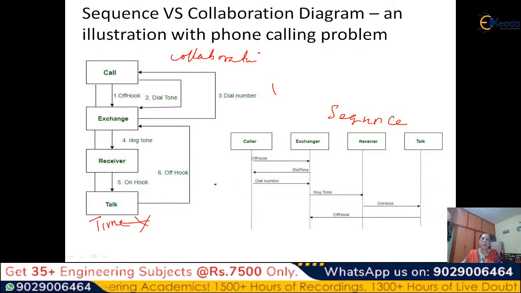The time is important and sequences depend on the ordering. And when we say sequence, that means in which order the messages are coming. But here it is optional. These arrows are optional. You need not give the arrows. And also these numbers are optional. Only dial tone, off hook, these things are important. This is the name of the message. But this one is not important. This is extra information to show the ordering.